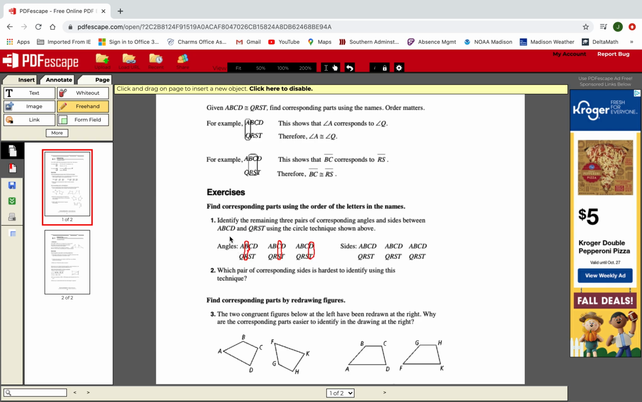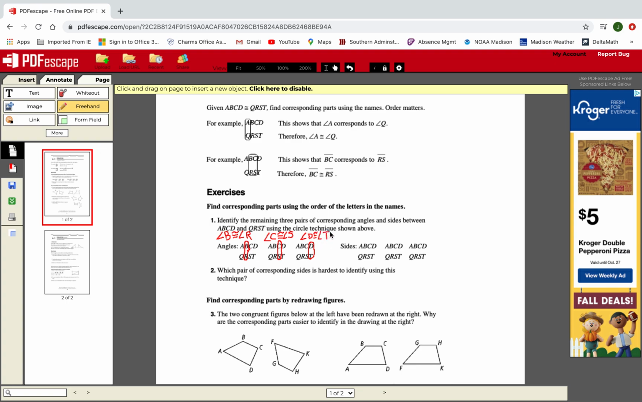And I really think you should write these out too. So we can say angle B is congruent to angle R, though maybe we won't write them all out, because that might be a little bit of a lengthy process. Here we have angle C congruent to angle S, because they were both the third letters in their names, and angle D congruent to angle T.